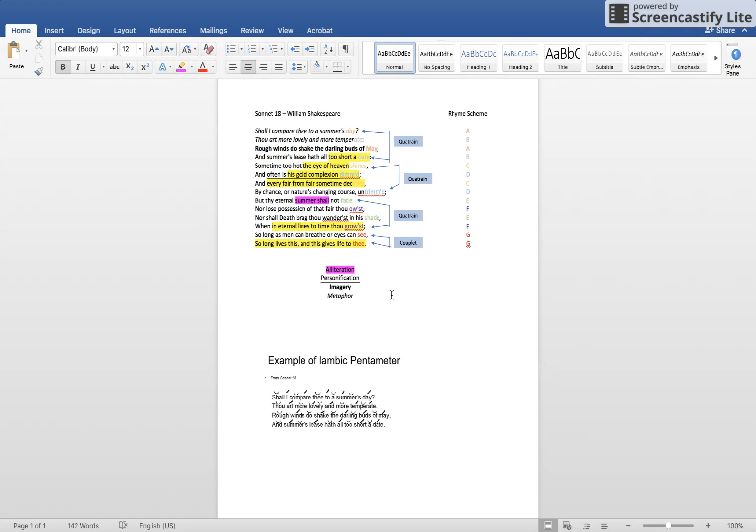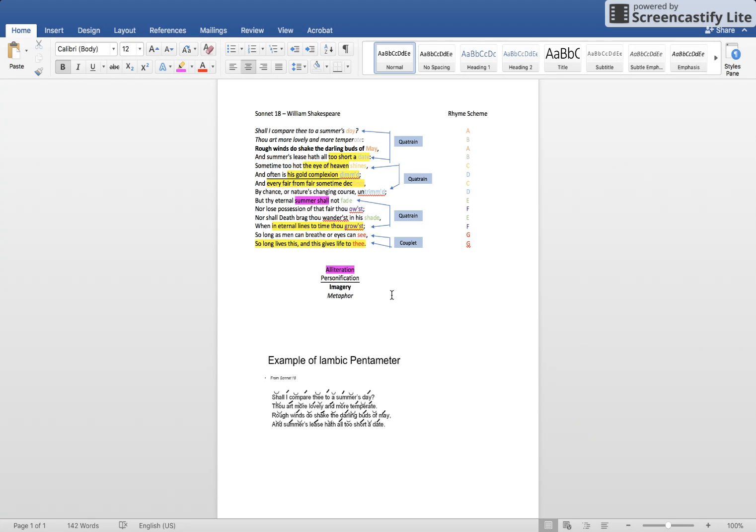The next yellow highlighted is "in eternal lines to time thou growst." This is talking about the poem itself, which is actually a really cool thing that William Shakespeare does in Sonnet 18, which ties into the last line there, which is, "So long lives this, and this gives life to thee."